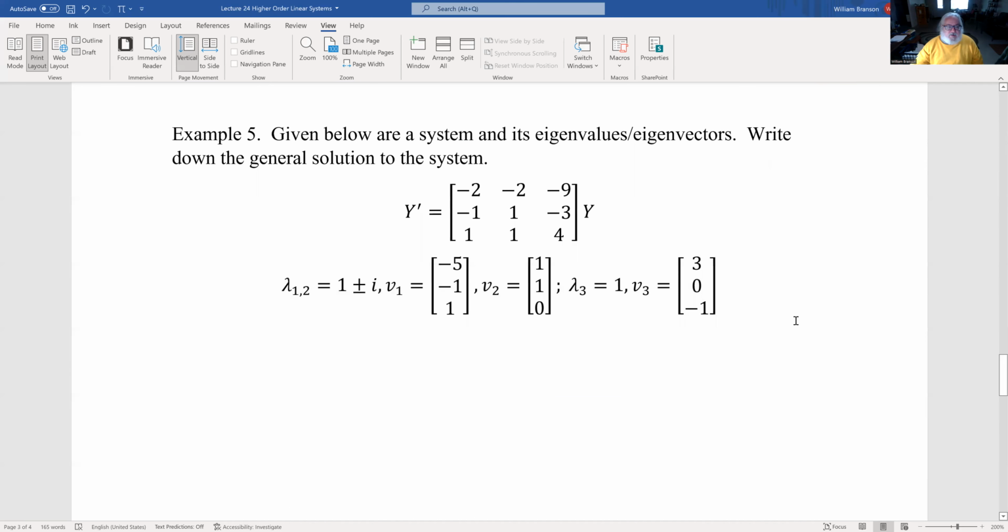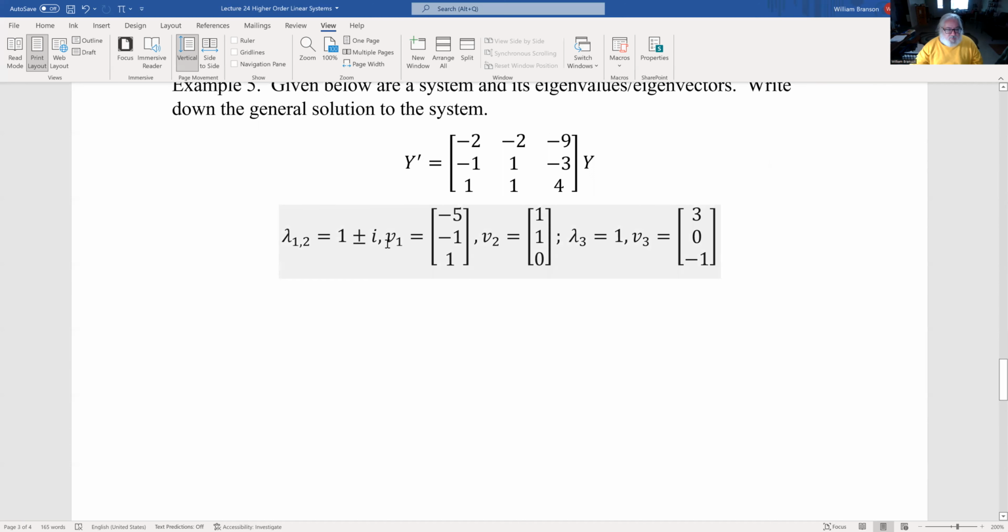So here's this system and its eigenvalues, eigenvectors. What's the general solution to the system? So here we've got complex eigenvalues, and here's the two vectors that go along with it. And we have lambda 3 equals 1. That's a regular eigenvalue. So what's the solution?